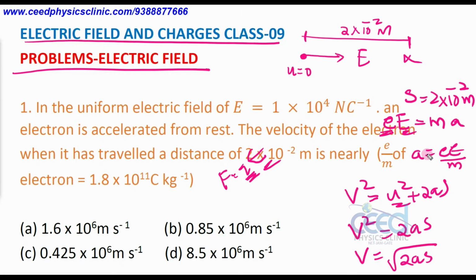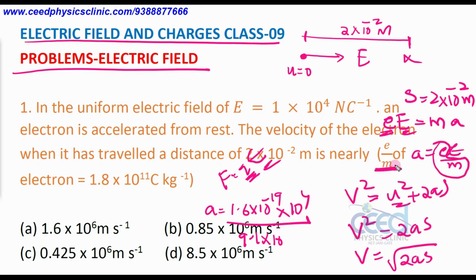Alright. So by substituting this value for acceleration, a is equal to 1.6 into 10 raised to minus 19 into this electric field that is given, 10 raised to 4, divided by the mass of electron, that is 9.1 into 10 raised to minus 31. All right. So here the e by m value is already given in the question, we need not substitute these values. E by m value that is directly given. So this we can keep as this e by m value.